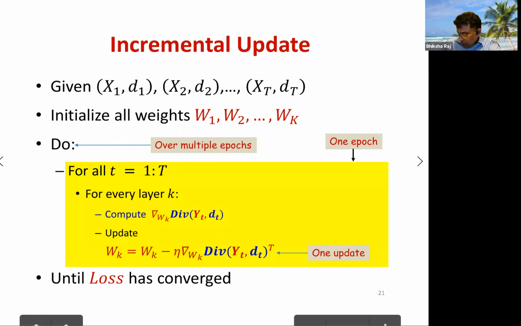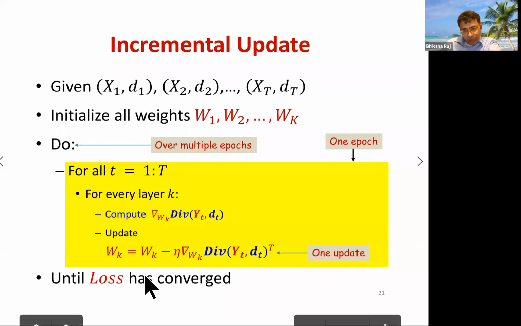So now in the pseudocode for the incremental updates, this outer loop goes over the entire data. These are epochs. The yellow box shows the code for one epoch. We loop over all training instances, and for each training instance, we make an update. And of course, we keep making passes over the entire training data until the loss has converged.